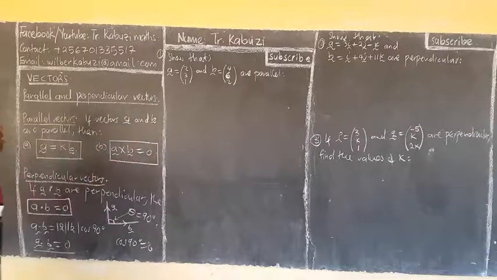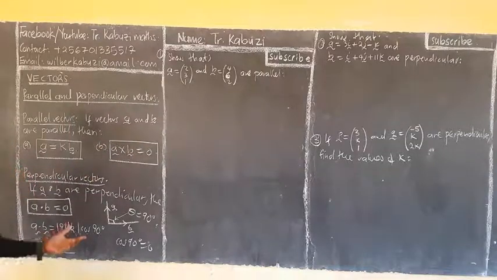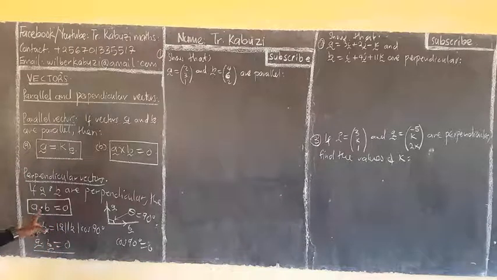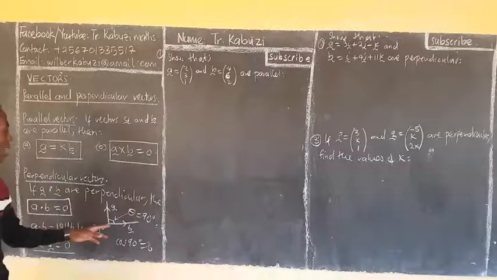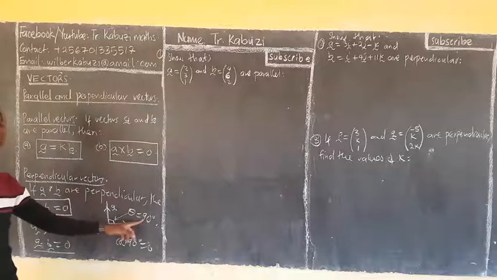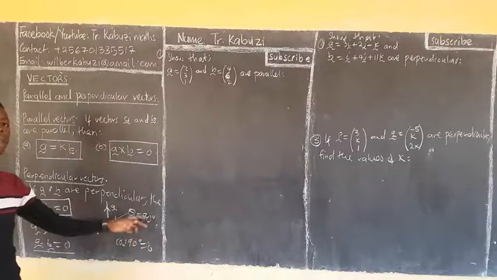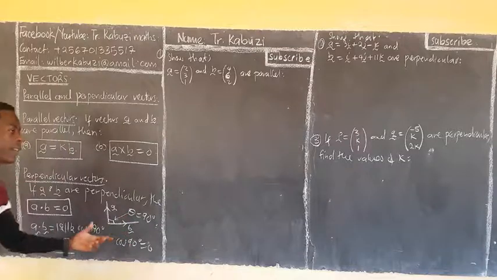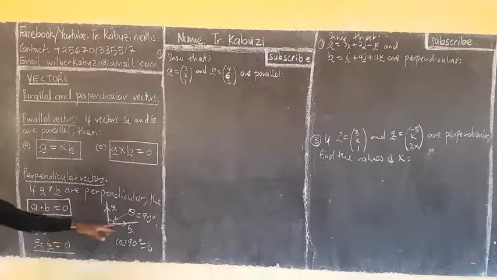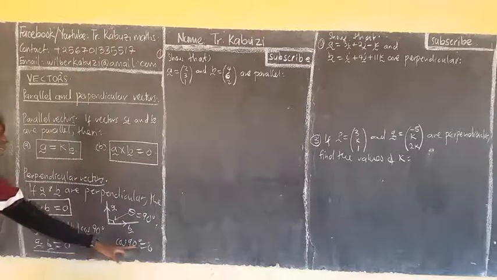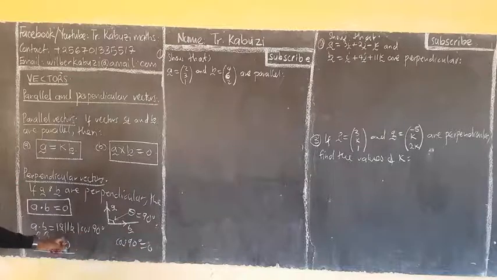Now the other one is perpendicular vectors. If two vectors are perpendicular, it means that when you dot them, their dot product is 0. Why is it 0? Because if they are perpendicular, the angle between them is 90. And the formula for getting the angle between two vectors is here. So the angle is 90 and the cos of 90 is 0. So 0 times this, we get 0. That's why when we get two perpendicular vectors, their dot product is 0.